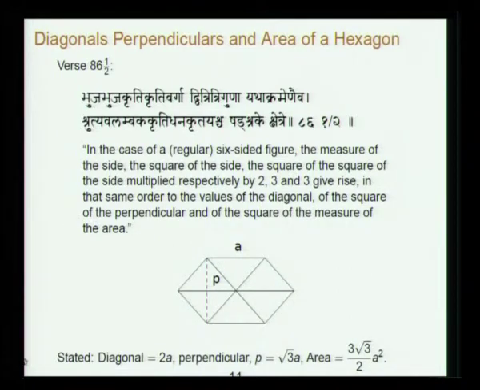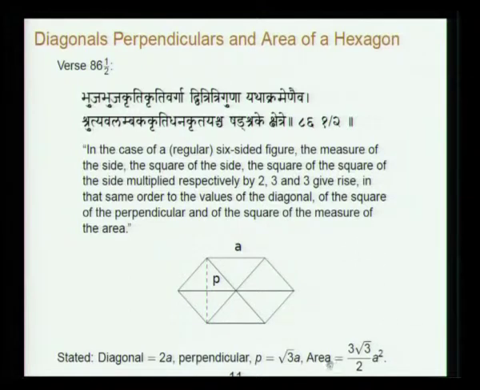So essentially what he is saying is that this is a hexagonal figure, right? So a is the side and this P is the perpendicular. He is saying that the diagonal is 2a, which is obvious. P is root 3 into a, so one can very easily check it, and the area is 3 root 3 by 2 into a squared. Okay.